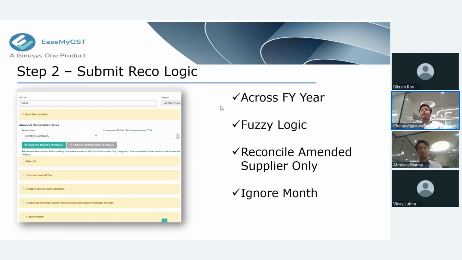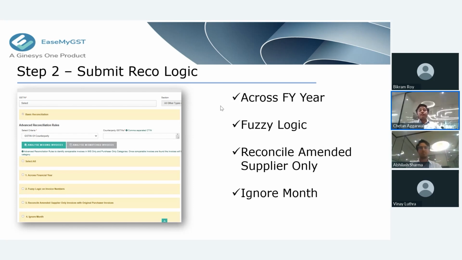And our second logic is fuzzy logic. This is also a very important logic. This logic helps to match the invoice, under which, for example, if a special character like a slash or hyphen is coming in your invoice value, then with the help of the fuzzy logic, we can reconcile or match the invoices.